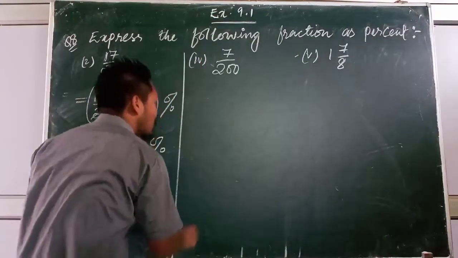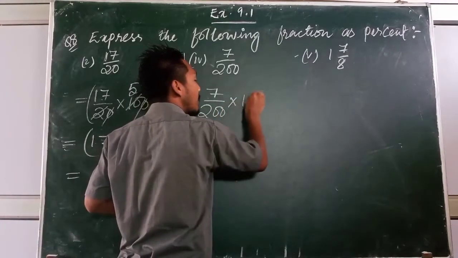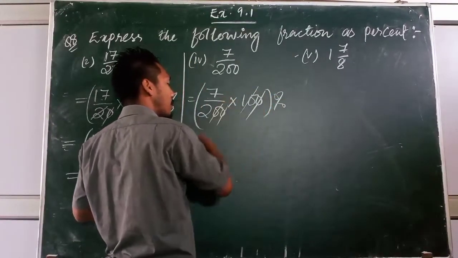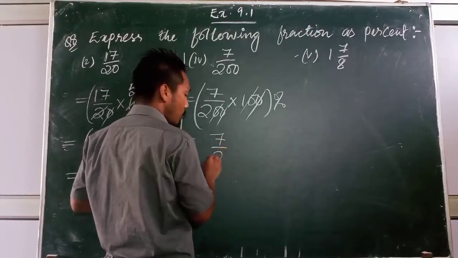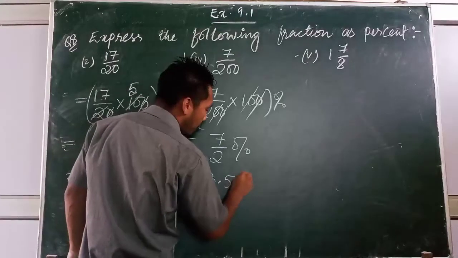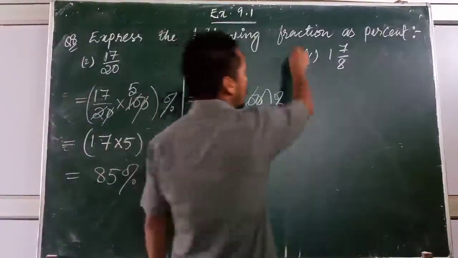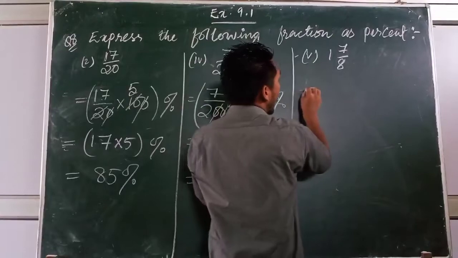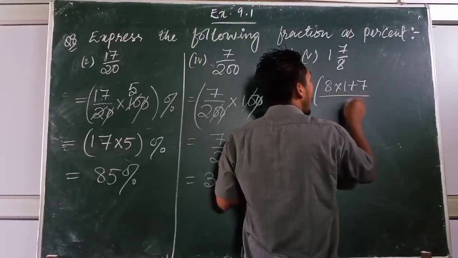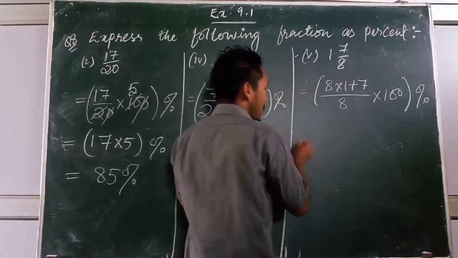Similarly, the next question is 7 by 200. 7 by 200 into 100, again multiplied by 100. Percent here, 0 and 0 cancel, 0 and 0 cancel. Divide 7 by 2. So if I divide 7 by 2, then 2 3s are 6, 1 in 10, 2 5s are 10. So 3.5%. Similarly here also, same thing: 1 plus 7 divided by 8, then multiply by 100, put the percentage sign outside the bracket.